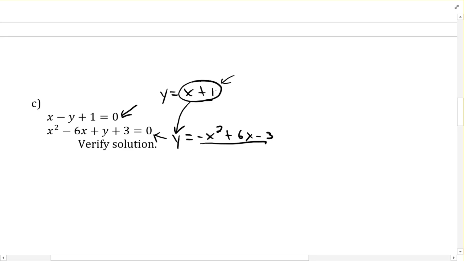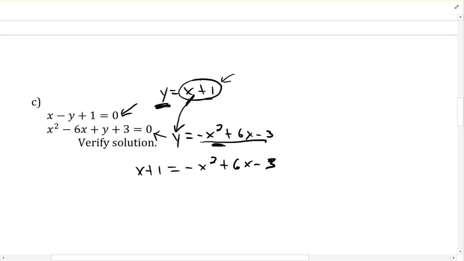So let's do that. So I'll just put that in place of there. So we're going to have x plus 1 is equal to this side now. So negative x squared plus 6x minus 3. So just make sure you kind of see what I did there, right? This just went in place of y because that's what y is equal to. They're equal to each other. So now we just need to solve.